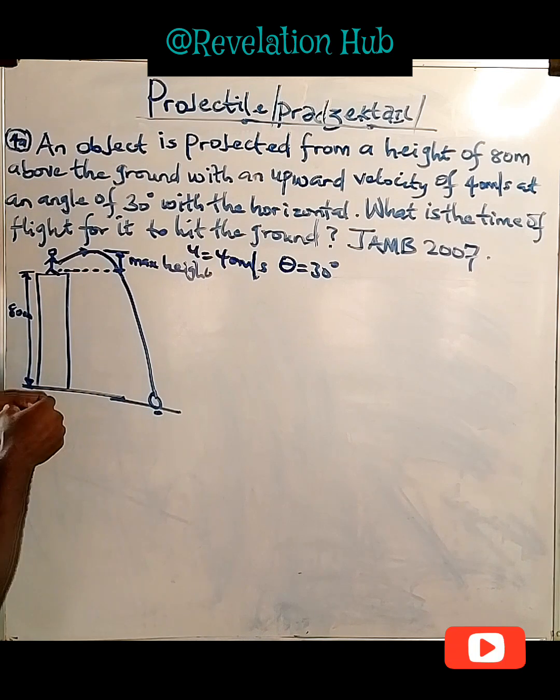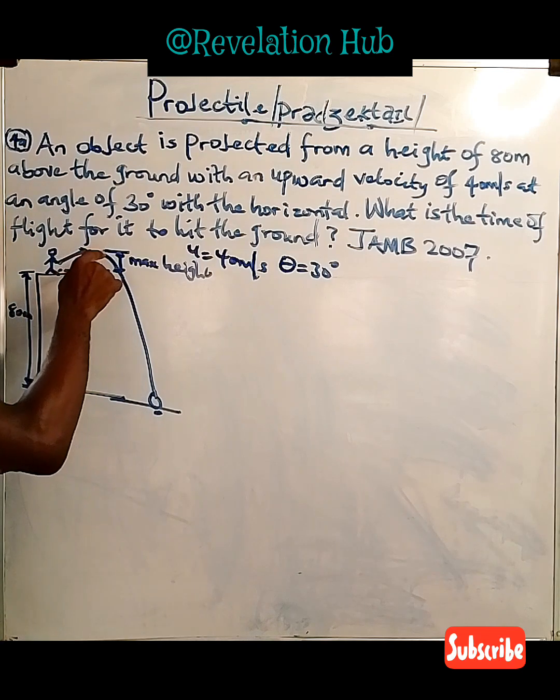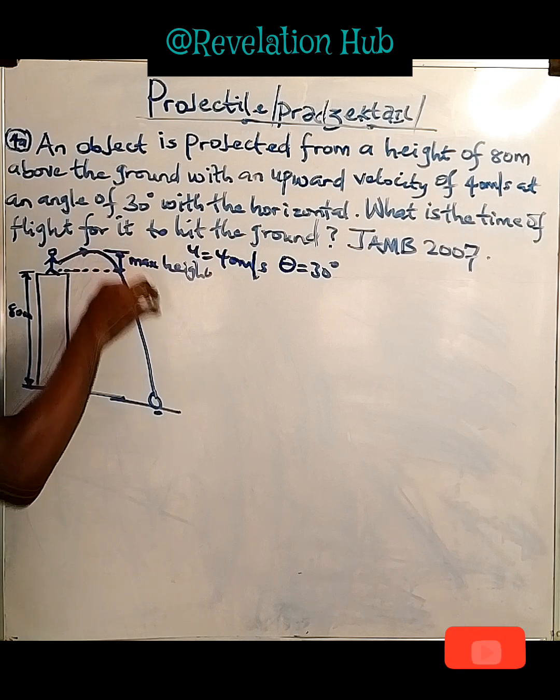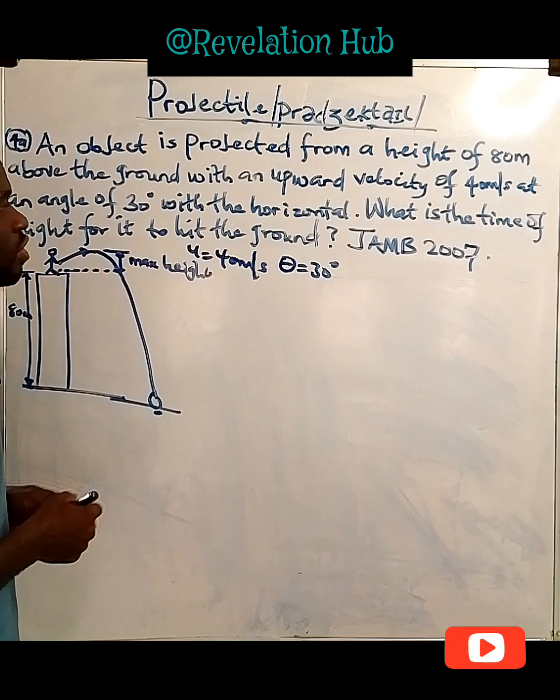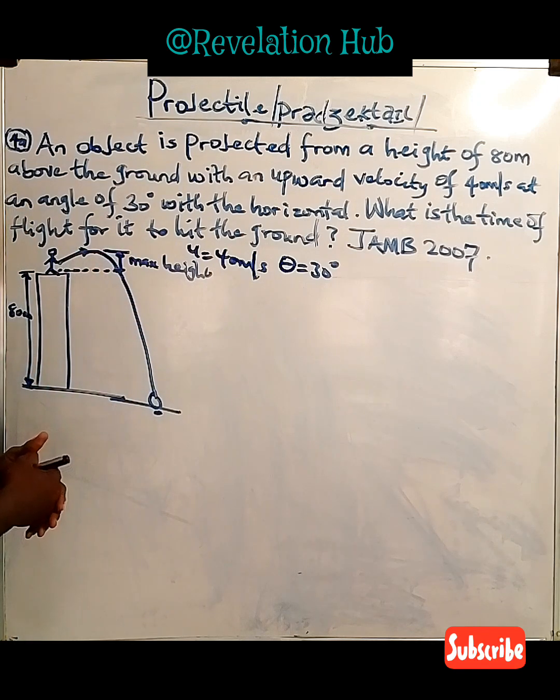So we're going to get the total time of flight. Time of flight for it to get to the max height, fall back to where it was projected from, and keep falling down to this very place. So that's what we're going to get. To get the total time of flight is not a big deal, actually. It's not a big deal.